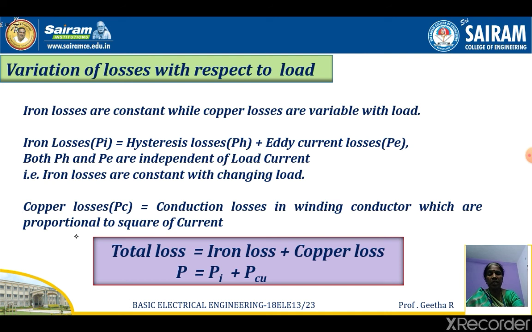But the copper losses are the conduction losses in the winding conductor, which are proportional to the square of the current. So total loss is equal to iron loss plus copper loss. Here iron loss is the fixed one, copper loss is the variable one. So you can say total loss is equal to Pi plus Pcu.